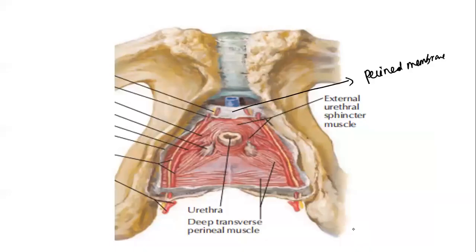Right? So if you look at this picture, this is the urethra. So this is male. How did I identify it as male? Yes, I do not have two openings, right?